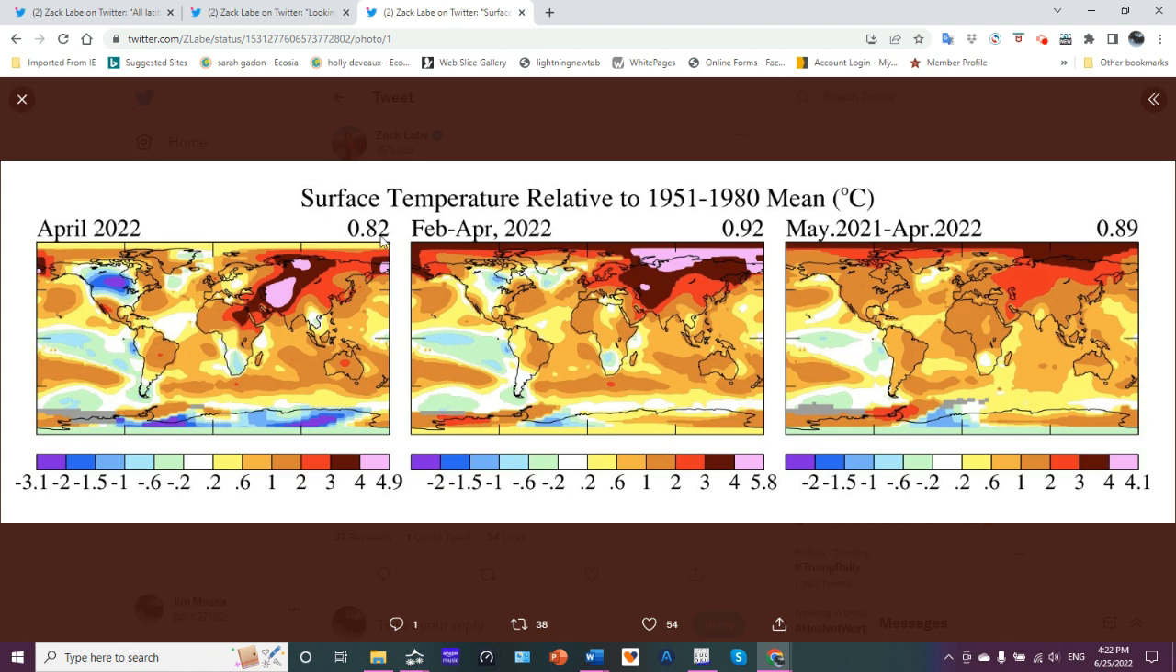So for April, it was on average for the entire planet 0.82 C warmer. February through April of this year, 2022, 0.92 C. And then we look at this 12-month period, 0.89. Pretty close to this. And this warming is continuing.